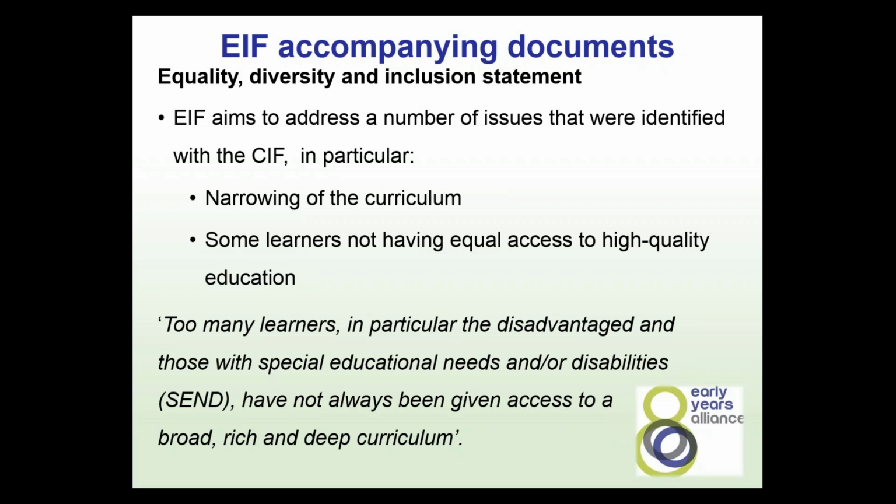Ofsted certainly raised concerns that the curriculum, currently the body of knowledge that we intend to pass on to the next generation, has come second to performance measures and preparation for tests. And I think they're talking particularly about school-based provision there, but obviously this filters down to early years. In many cases, this means that too many learners, too often the disadvantaged and those with special educational needs, are not given access to a broad, rich and deep curriculum.